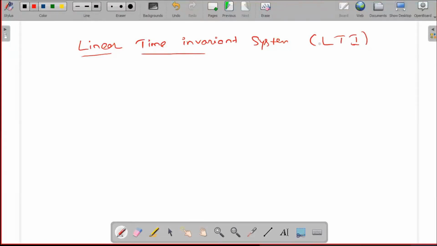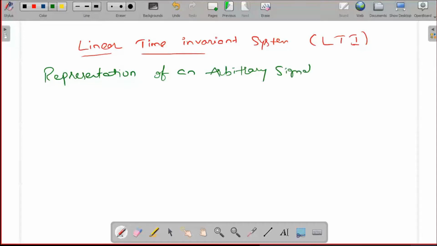Okay, so how will we find the response of a linear time invariant system? That we'll see. For that, first you must know how we'll represent an arbitrary signal. Representation of an arbitrary signal or arbitrary sequence.